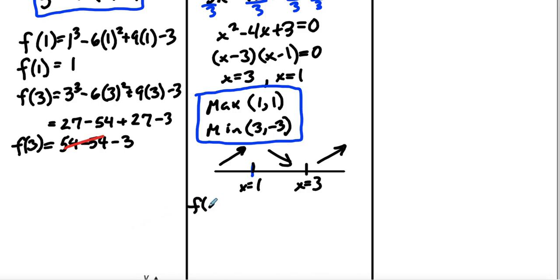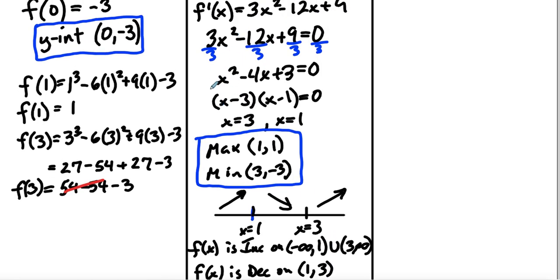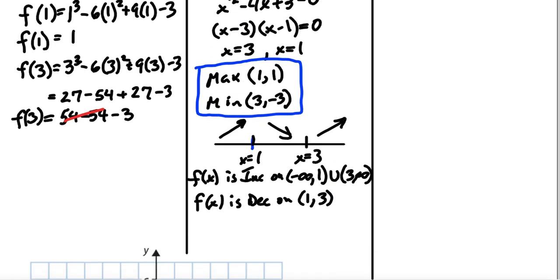So I know that f of x is increasing on negative infinity to 1, and then again from 3 to infinity. Okay, and then I also know that it's decreasing just from 1 to 3. Okay, and that makes sense because I already know I have my maxes and mins. So now I kind of have another really useful piece of information here to go ahead and graph it.